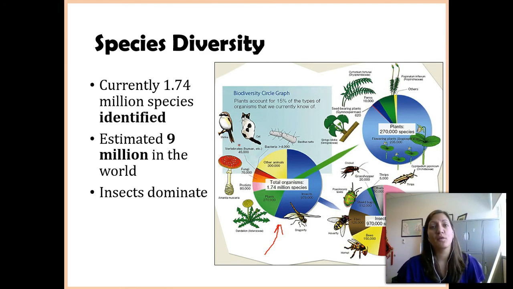We estimate that in the world, we probably have about 9 million species in total. So we have a lot left to discover. A lot of them are in remote places of the earth that we can't access yet, or they're too small for us to find, or they are so shy, so to speak, that they're harder to find. If you're curious, you can look at the breakdown of those insects, most of them being beetles and butterflies. And within our plants, most of them being flowering plants, which is what most of the plants outside are.